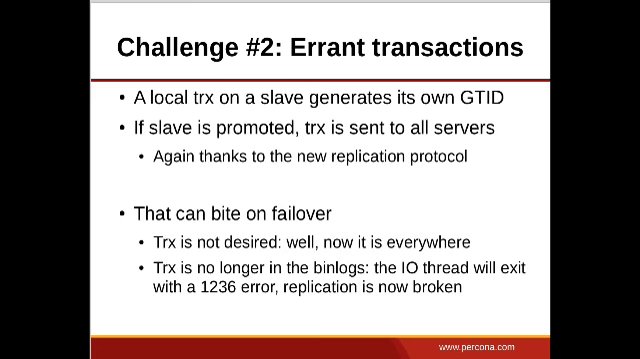The challenge number 2 is errant transaction. This is something that doesn't exist with position-based replication. Binary logging is enabled on all servers, including the slaves. So if you write directly to the slave, the transaction will be recorded in the binary logs, and it will generate its own GTID. And because of the replication protocol, if the slave is promoted to be the new master, the transaction will be sent to all the servers. This may not be what you want.